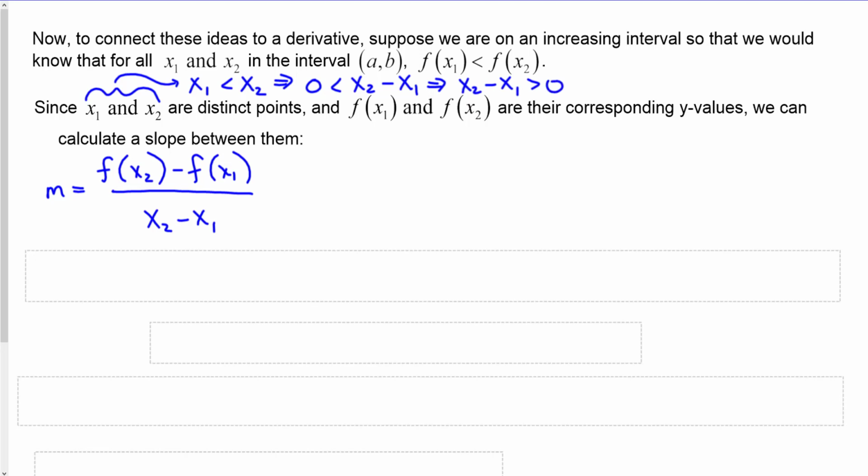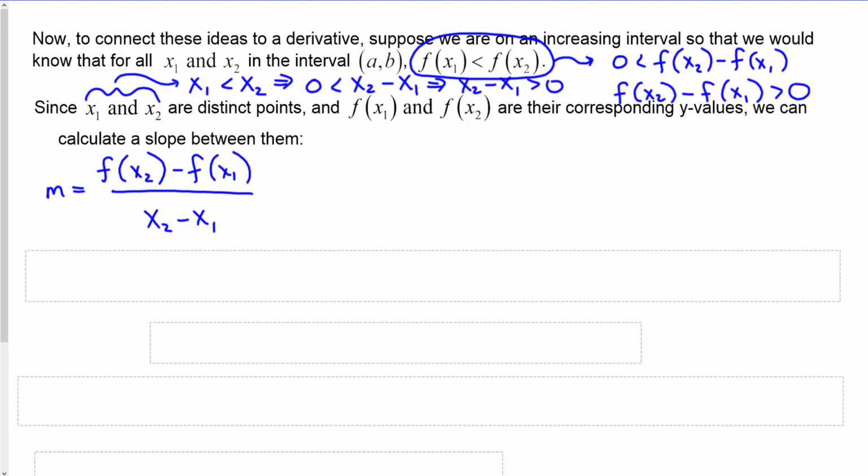Okay? Now, we also know from this statement right here that f of x1 is less than f of x2. If I subtract f of x1 from both sides, what that tells me is 0 is less than f of x2 minus f of x1. And if 0 is less than a number, that means that number is positive. So another way of rearranging this and thinking about it is f of x2 minus f of x1 is greater than 0. Maybe that makes more sense to see it that way.